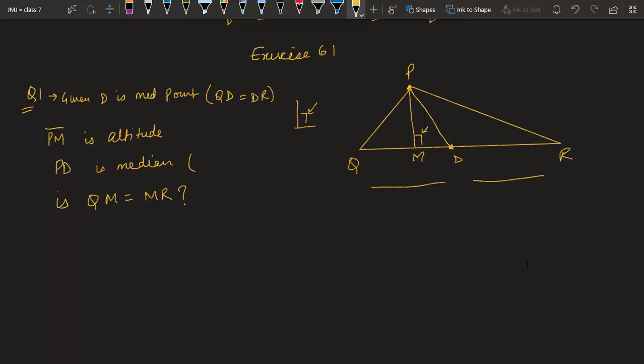If you observe, QM is this portion and MR is this portion. No, you cannot say they are equal, because given to you is D is the midpoint. If the question was QD equal to DR, you could have said yes, but in this case you cannot say, so it is no. Okay, now question number 2, draw rough sketches for the following.